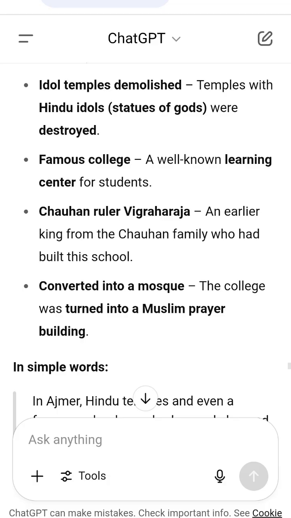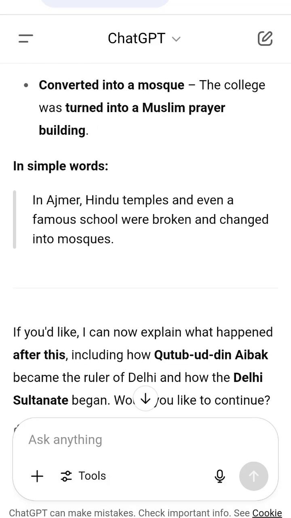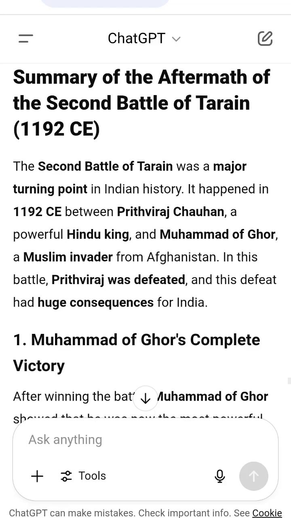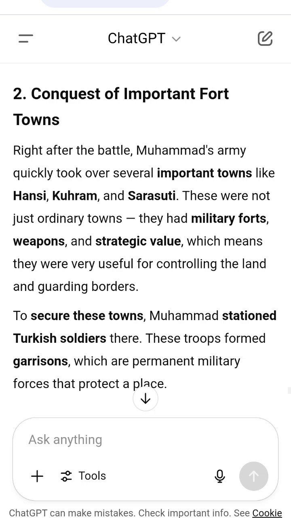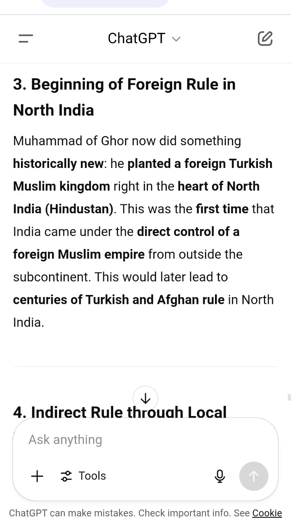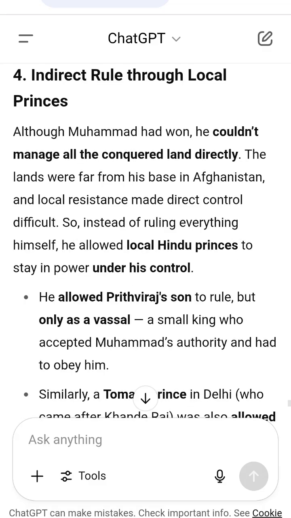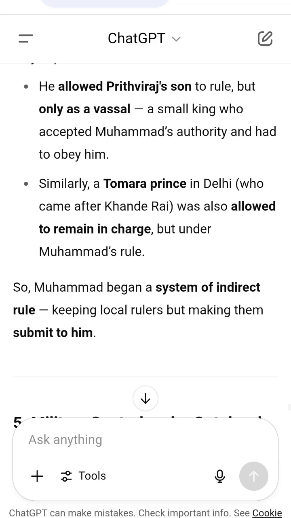6. Religious and cultural changes. As Muhammad's army conquered places, they brought Islamic traditions with them. Hindu temples were destroyed, especially those with idols, statues. In their place, mosques were built to symbolize the new ruler's faith. In all the captured regions, Islam was made the official religion of the state, following the usual practice of Islamic empires of that time. For example, in Ajmer, Hindu temples were demolished. A famous college built by Chauhan King Vigraharaja for education and learning was converted into a mosque.